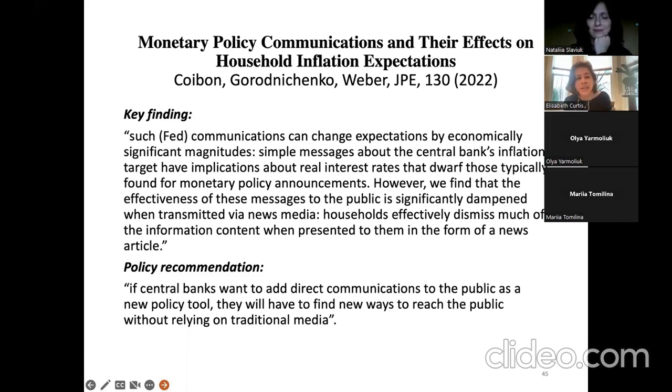But his recommendation is if central banks want to add direct communication to the public as a policy tool, and we've talked about them doing this, they're going to have to find new ways to reach the public without relying on traditional media, traditional news outlets. They're going to have to use non-traditional sources.